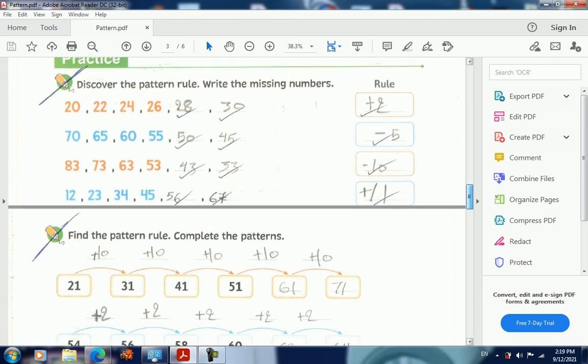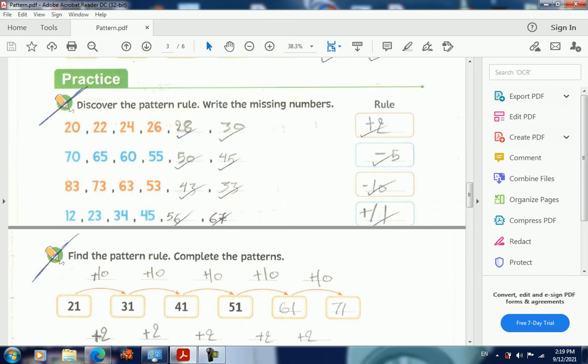Now, what happened in this practice? They want you to discover the pattern rule, then you write the missing numbers, and they put a box for the rule. So you have to notice the ones in the first row: 20, then 22, then 24, then 26. What happens? The 20 became 22 by adding 2, and 22 became 24 by adding 2, and 24 became 26 by adding 2. So the rule here is plus 2 or adding 2. So we'll continue from there. So 26 plus 2 is 28. 28 plus 2 is 30.